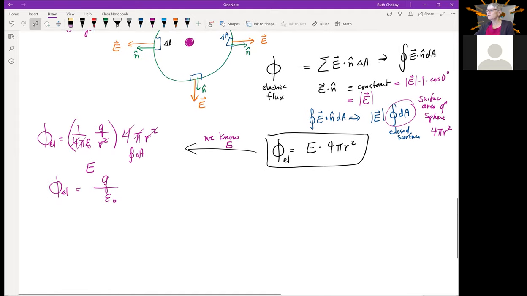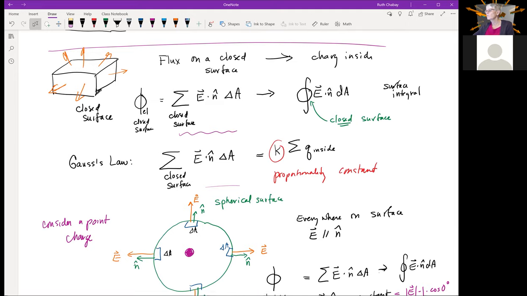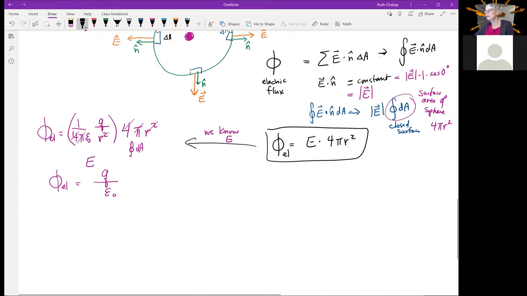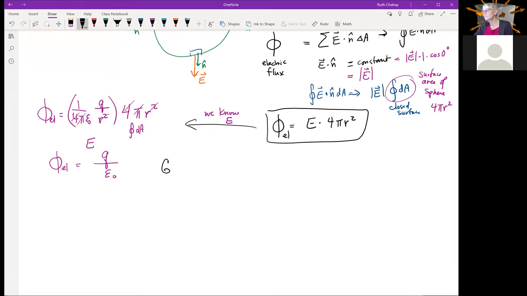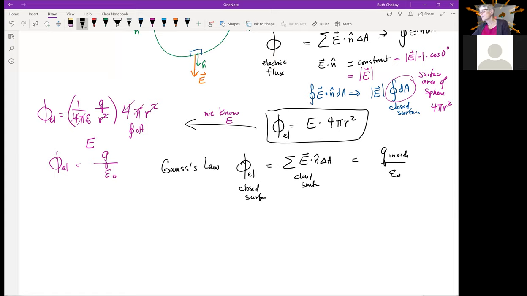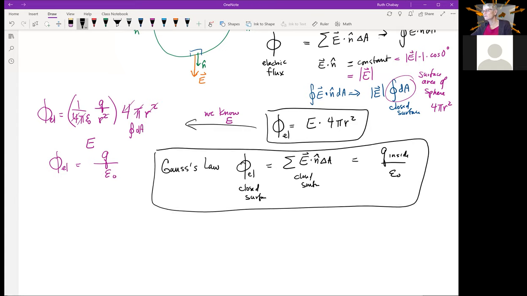So from our formulation of Gauss's law up here, we said we wanted the flux over a closed surface to be proportional to the charge inside. We can now write Gauss's law as: we'll just write the electric flux on a closed surface, which is equal to the sum of E dot n hat delta A over this closed surface, is equal to the charge inside divided by epsilon zero. So our proportionality constant is 1 over epsilon zero.